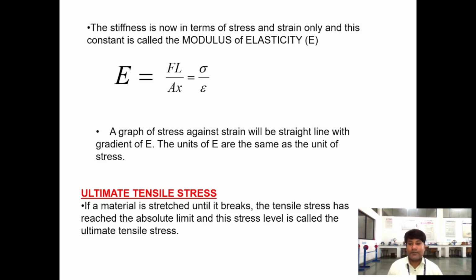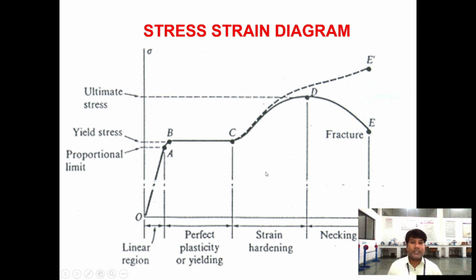Ultimate tensile strength: if a material is stretched until it breaks, the tensile stress has reached the absolute limit, and this level is called the ultimate tensile strength. The stress-strain diagram I will cover in the next video.